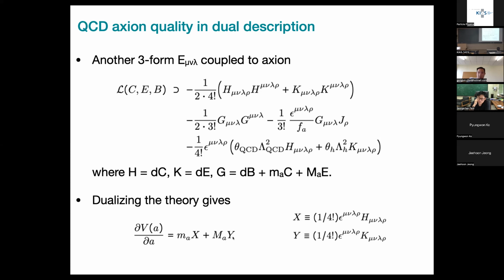However, I can go to an energy scale above lambda QCD, but there I still have the Chern-Simons three-form. So my whole Lagrangian will still contain this operator as a part of it, and that will generate the axion potential in this form. But then I can move to a higher energy scale, as high as the scale associated with the extra three-form.